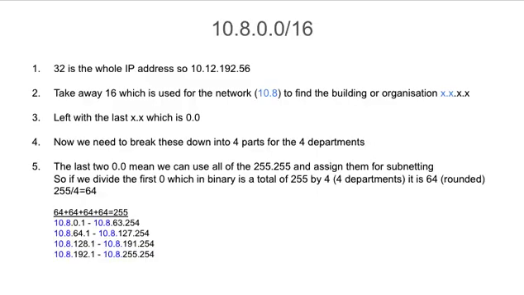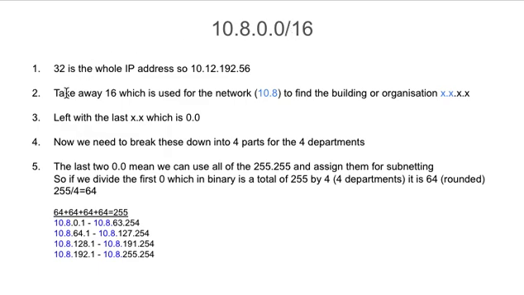So we're going to further dissect this IP address 10.8.0.0/16. 32 is the whole IP address. So for example, if it was 10.12.192.56, that would have been a full IP address, meaning you will go to the exact device that you want to communicate with. But here we haven't got this number. We only have the first half, and the rest we need to find out and give to each of our departments.